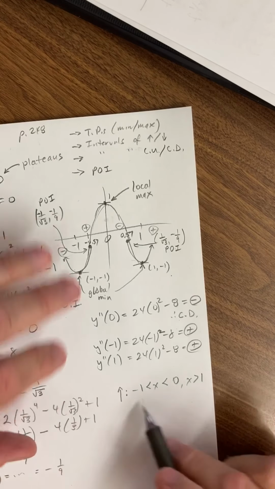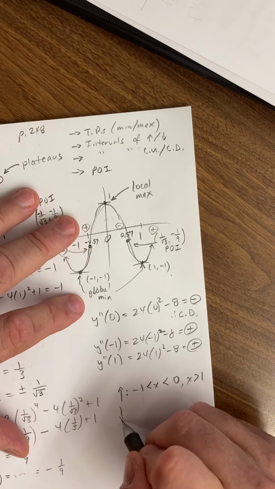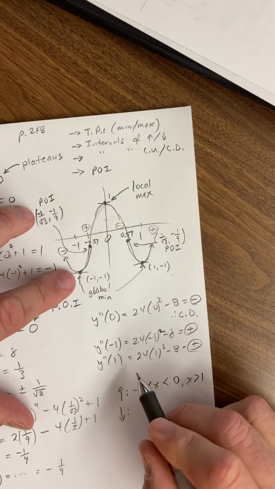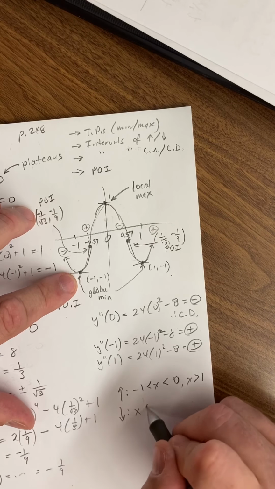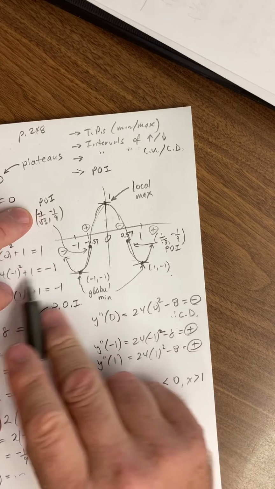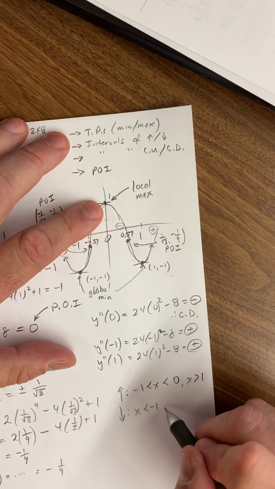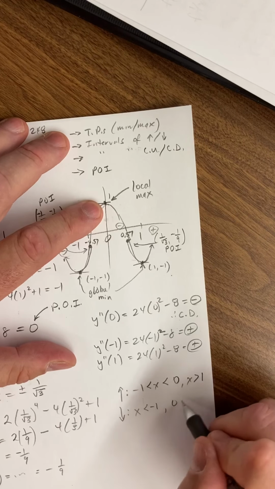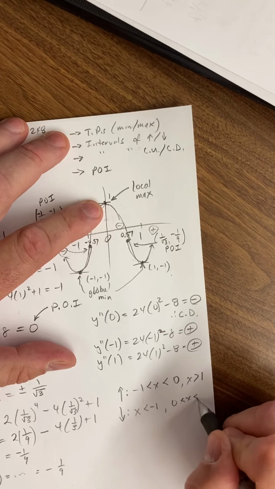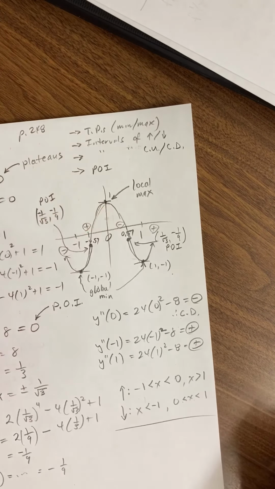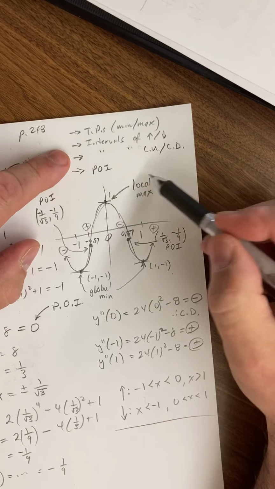That's the other increase. Where does it decrease? Well, it decreases when x is less than minus 1, obviously. And it also decreases between 0 and 1. Okay, so that's the interval. So we took care of the intervals of increase and decrease.